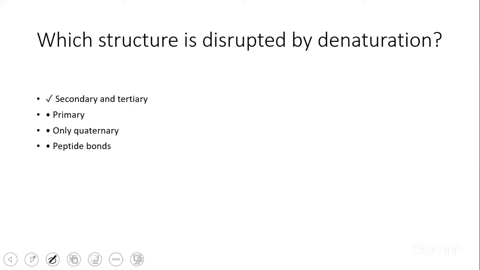So they say only quaternary structure. That makes option C wrong. Option D, which is peptide bond. Peptide bond is not a structure, it's a linkage. This linkage will give rise to a type of secondary structure. So we have the answer there is the secondary and tertiary structure of proteins.